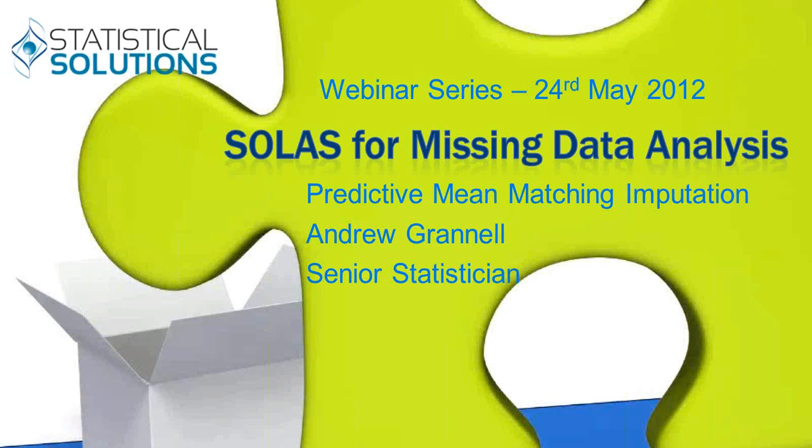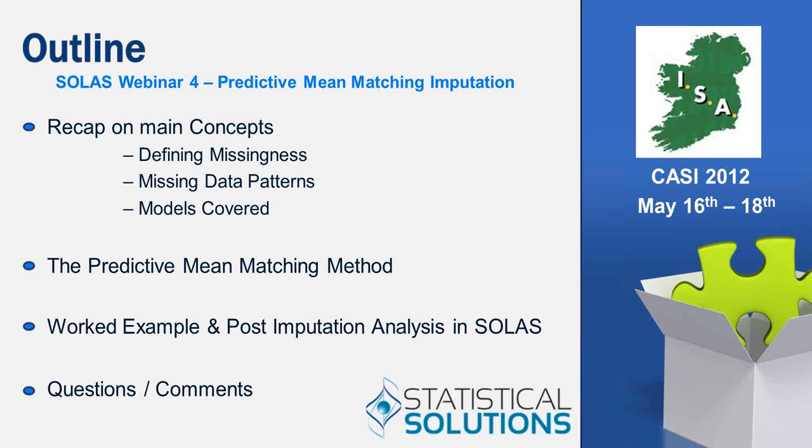Okay, so we'll get started. Just an outline of what I'm going to talk about today. Due to the feedback that we've been getting over the last 3 webinars in the series, I'm going to have a quick short recap on some of the main concepts when approaching and applying missing data multiple imputation analysis. I'm going to quickly define missingness again, look at some missing data patterns, and run through the previous models covered. Today we're going to do the methodology on the predictive mean matching method. We're going to run through a quick worked example and some post-imputation analysis in SOLAS, and we'll always have time for questions and comments throughout the webinar.